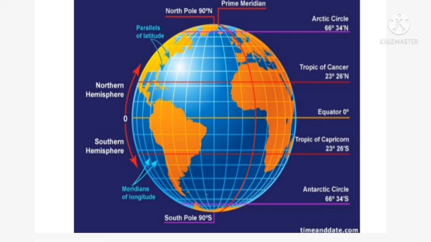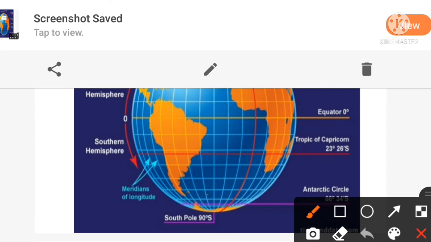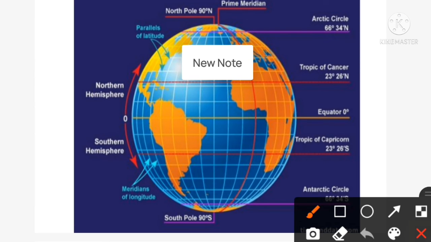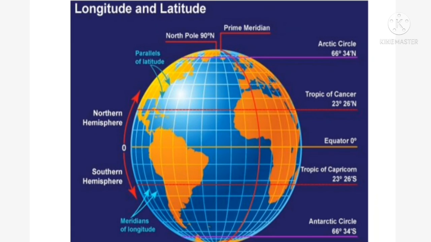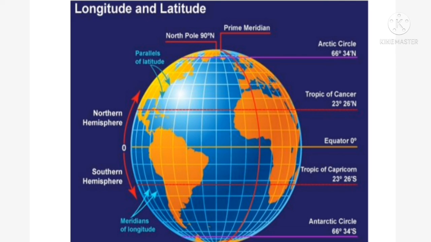We will now look here. Now students, I am going to tell you about the prime meridian, which is found in longitude. Look here students, this is the prime meridian which passes through Greenwich. In meridians, this is the prime meridian.